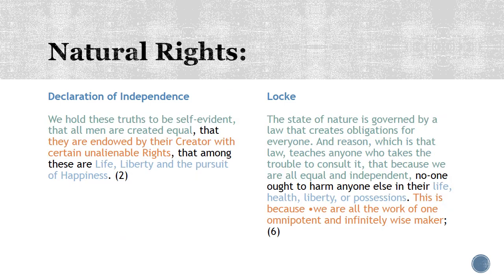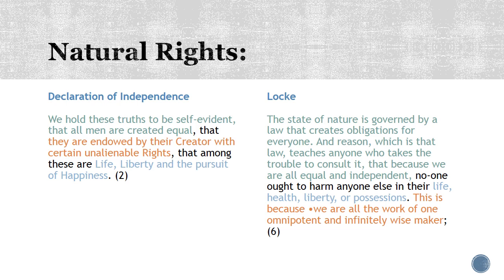And so here's the famous paragraph of the Declaration of Independence. We hold these truths to be self-evident, that all men are created equal, that they are endowed by their Creator with certain unalienable rights, that among those are life, liberty, and the pursuit of happiness. Now remember that phrase, the pursuit of happiness. We'll come back to that in a little bit.